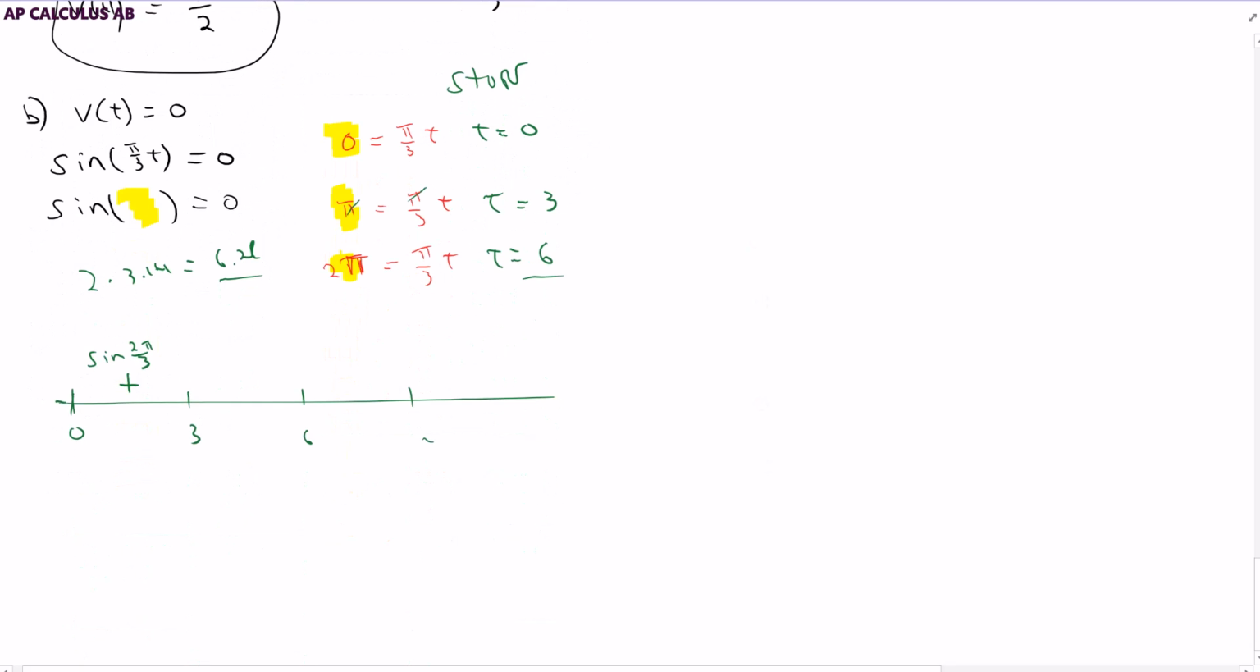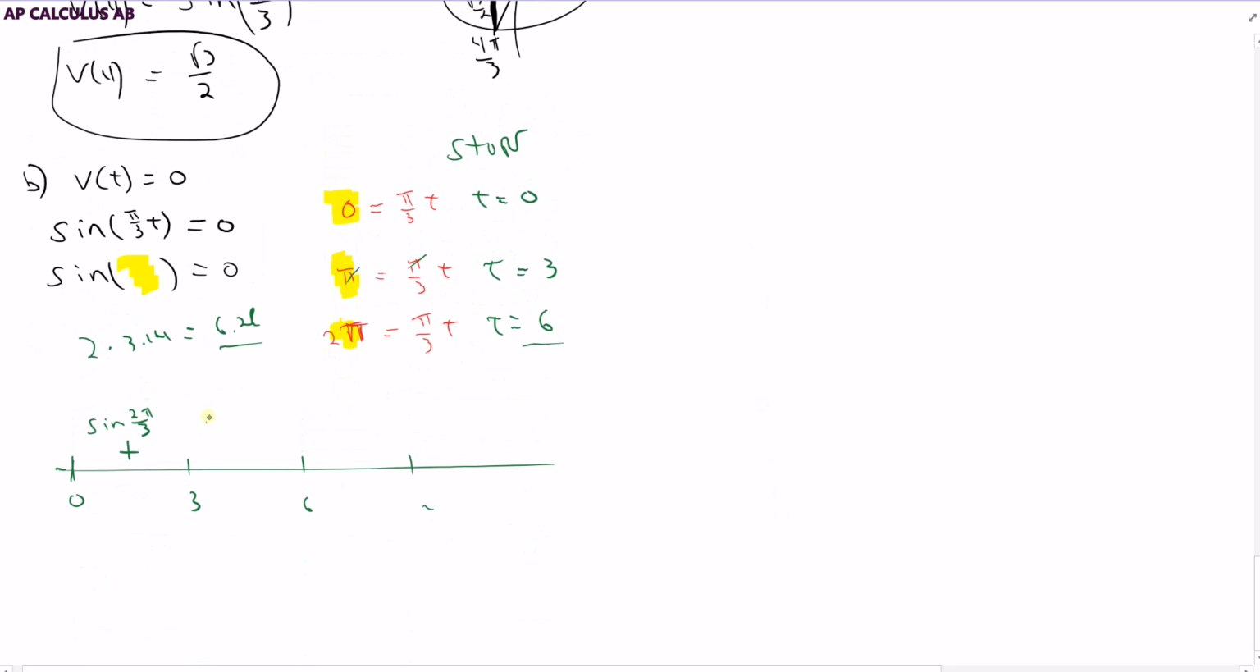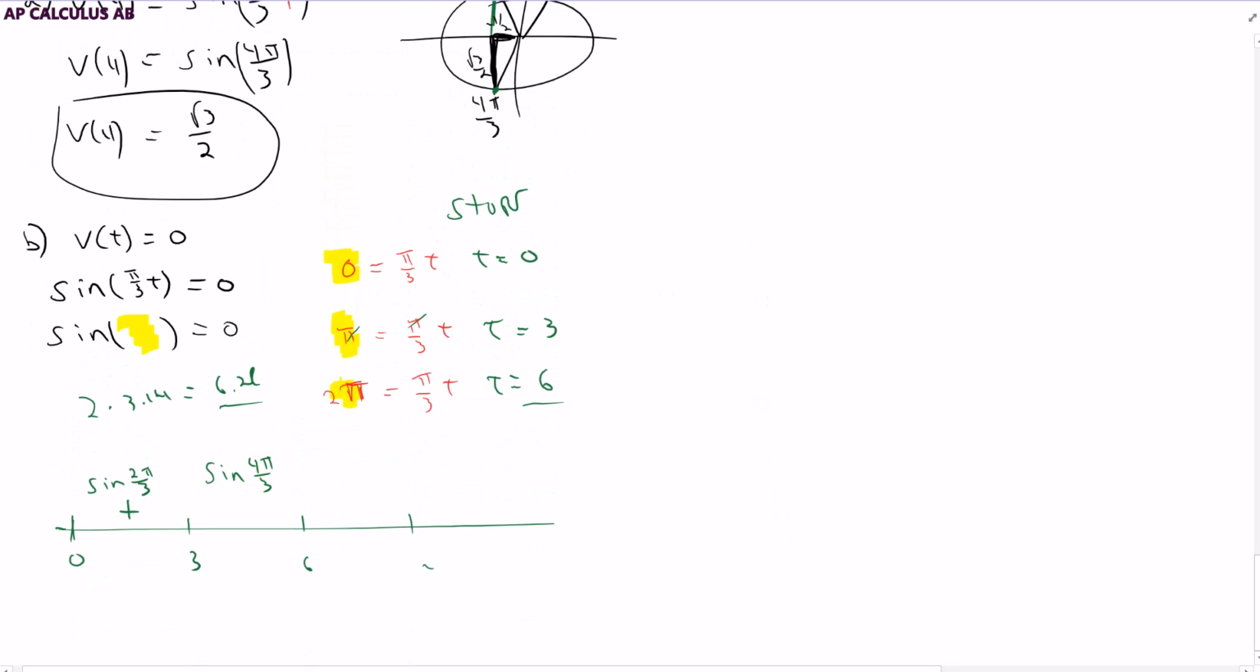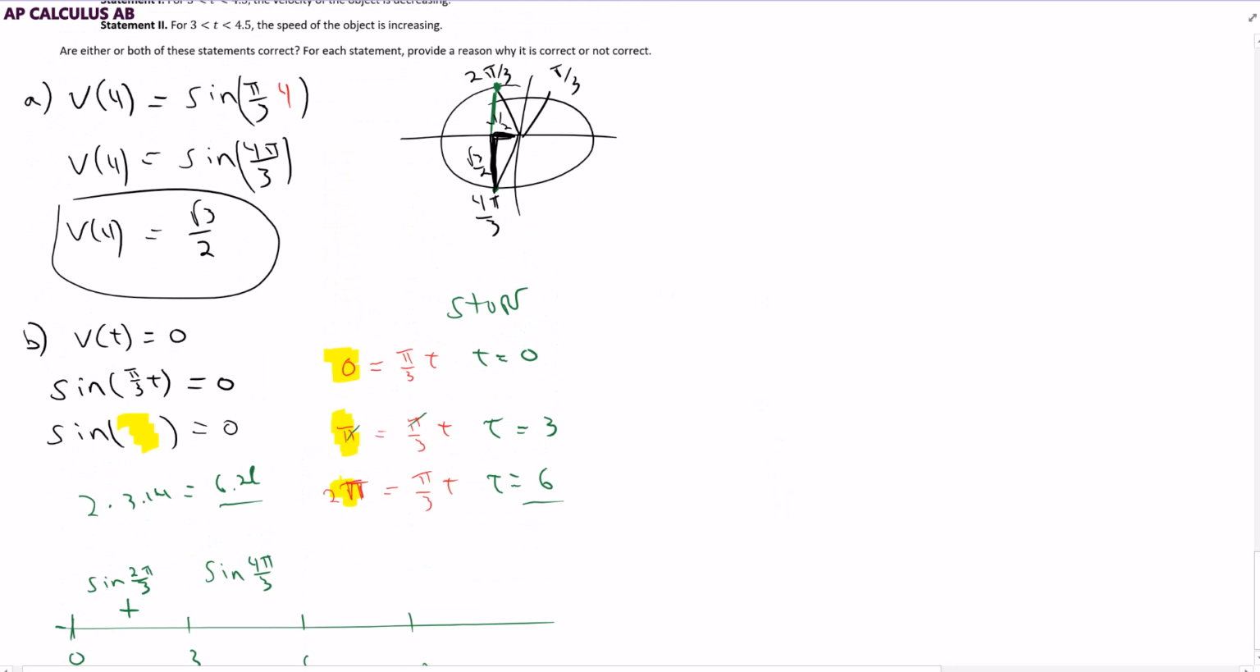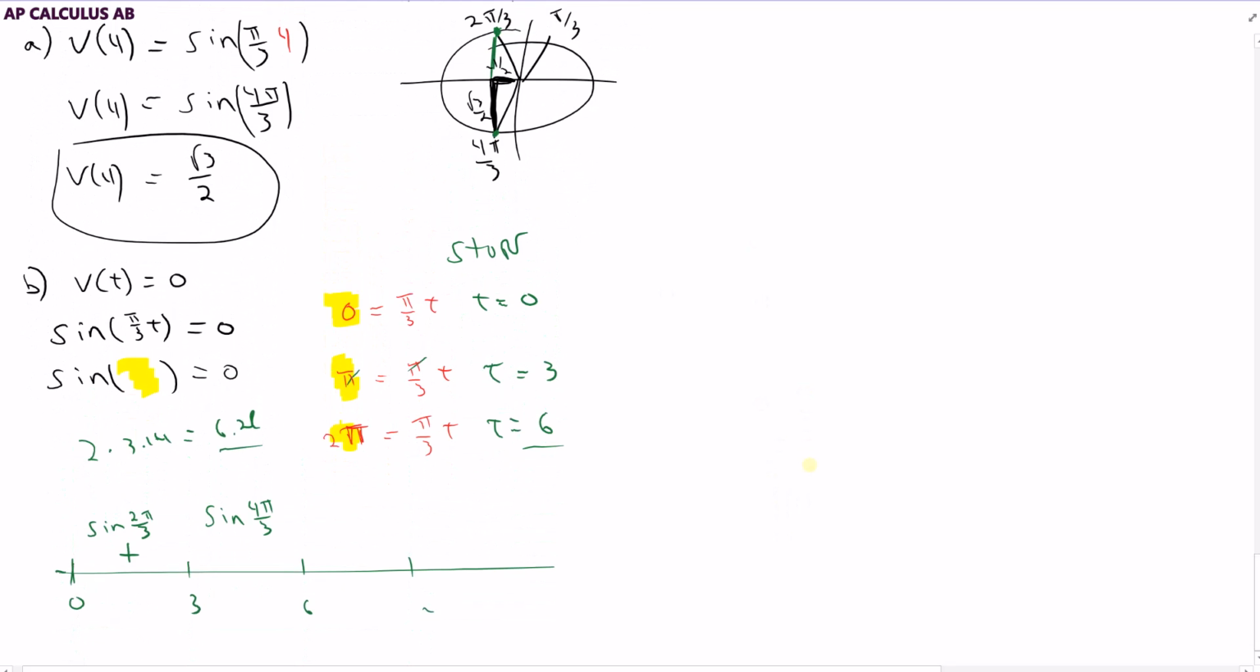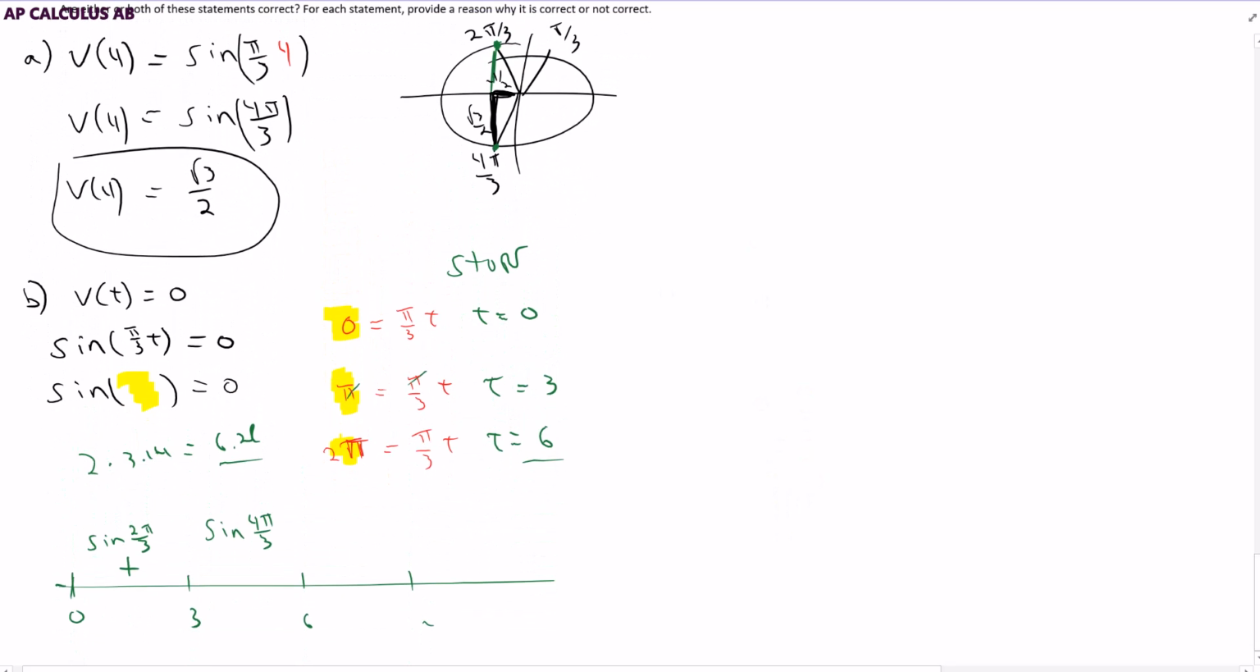And then let's plug in a number between 3 and 6. How about 4? It's going to be sine of 4 pi over 3. Sine of 4 pi over 3 is this one down here, right? We found that before. And it is also positive. That's not right. This answer up here should have been negative because it's down. Cool, just found a mistake.